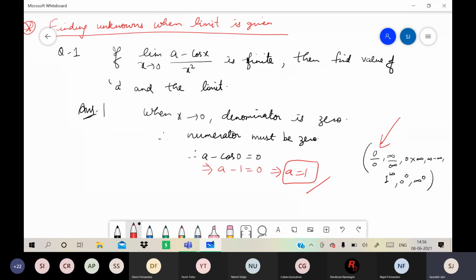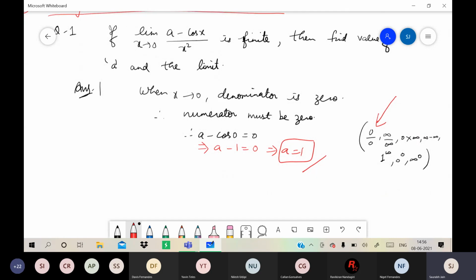Now, once you get the value of a, what is the question now? Limit x tends to 0, 1 minus cos x upon x square. And this is the standard result. What is the answer? 1 by 2. So two questions you have solved here, two parts: the value of a and the limit.